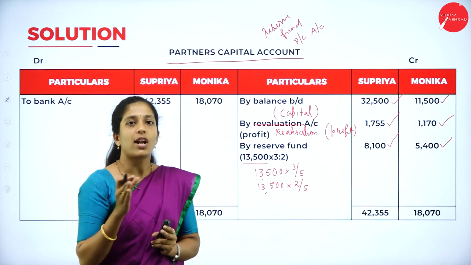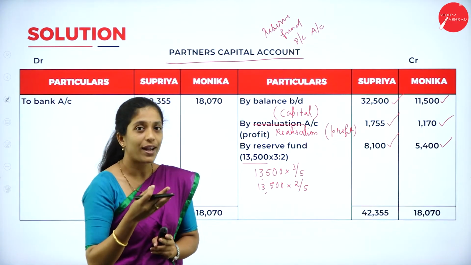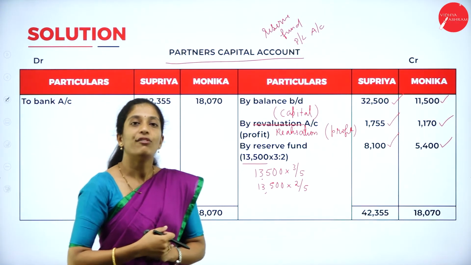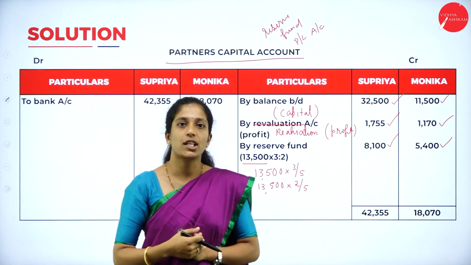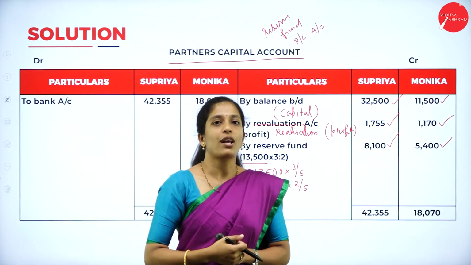Now we are done with transferring capital. We are done with realization account balance. Then we have checked whether there is any reserve fund or profit and loss account in the balance sheet. So we had reserve fund and we have transferred. Next, what you have to do?